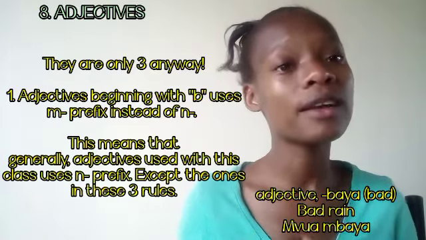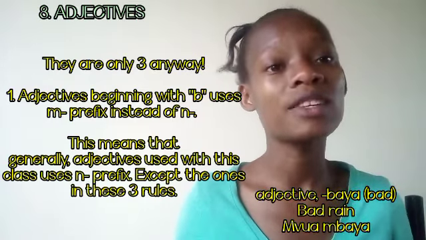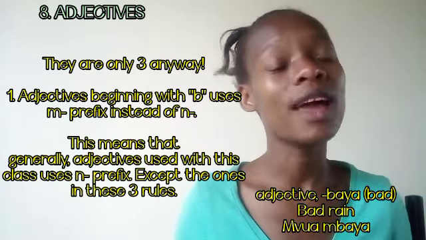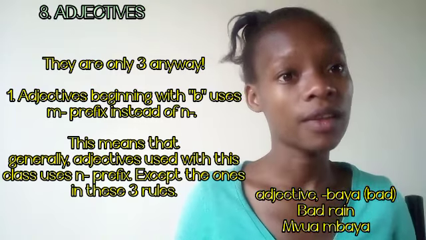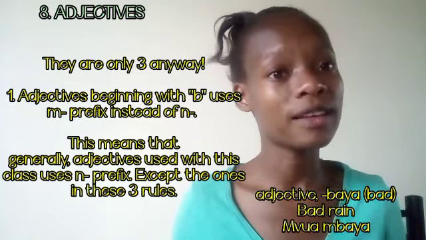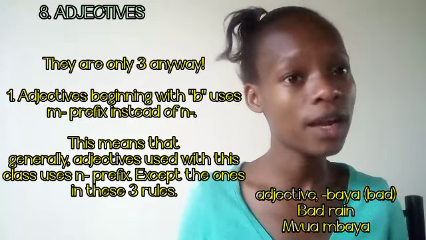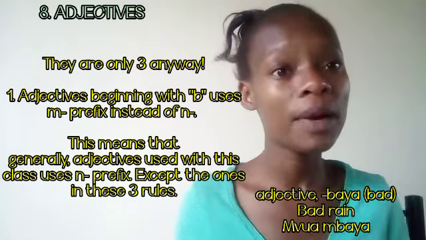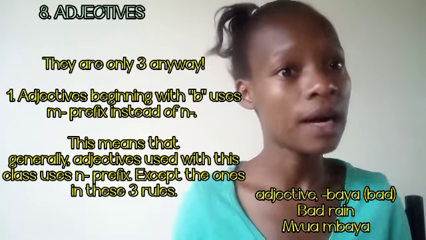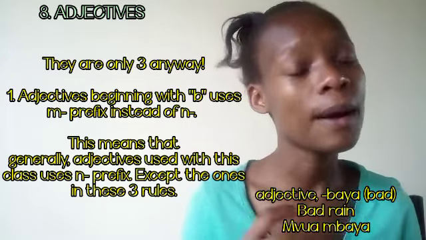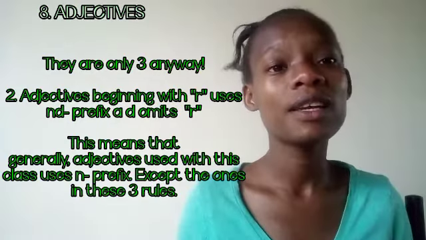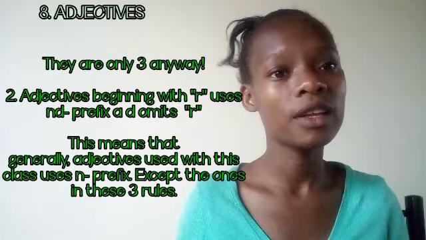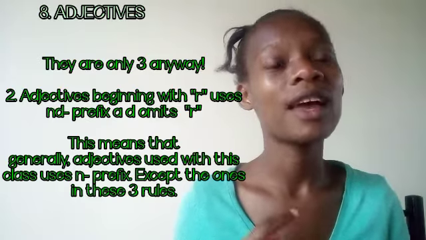Because all the rest of the letters, apart from the ones that I'm going to mention in the rules, use N with adjectives. The B uses M instead of an N. Mvua mbaya, not mvua ndaya. And adjectives beginning with R use the prefix ND.